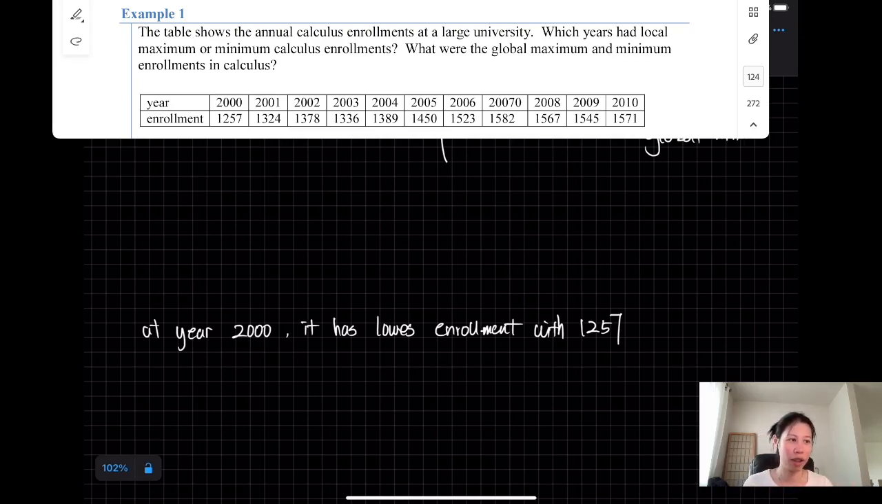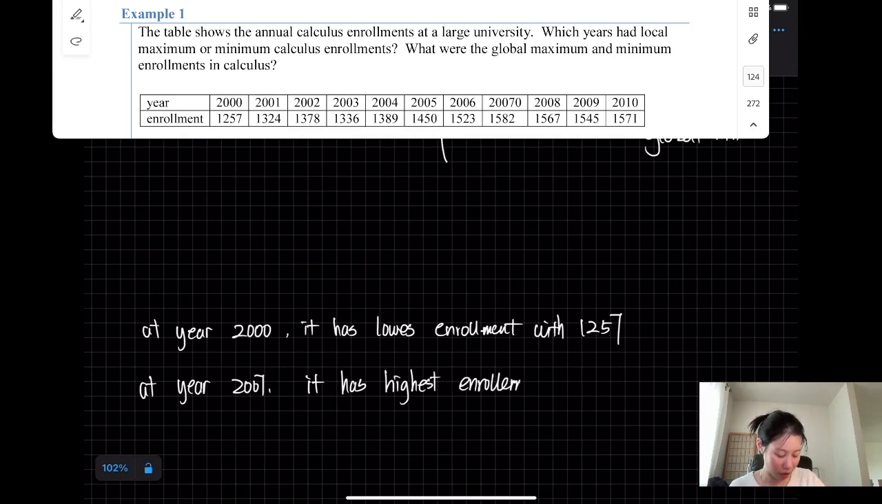And now what would be the global maximum? Well, it seems like in 2007, it has the highest enrollment in the calculus class, with 1,582 students enrolled in it.